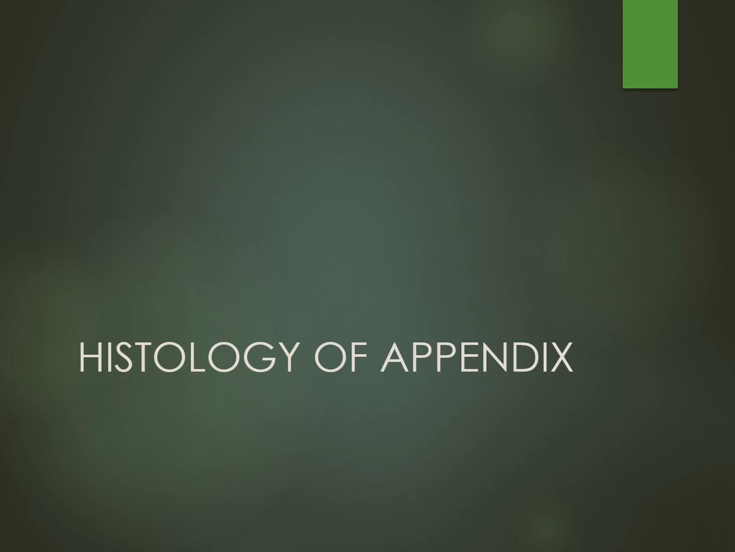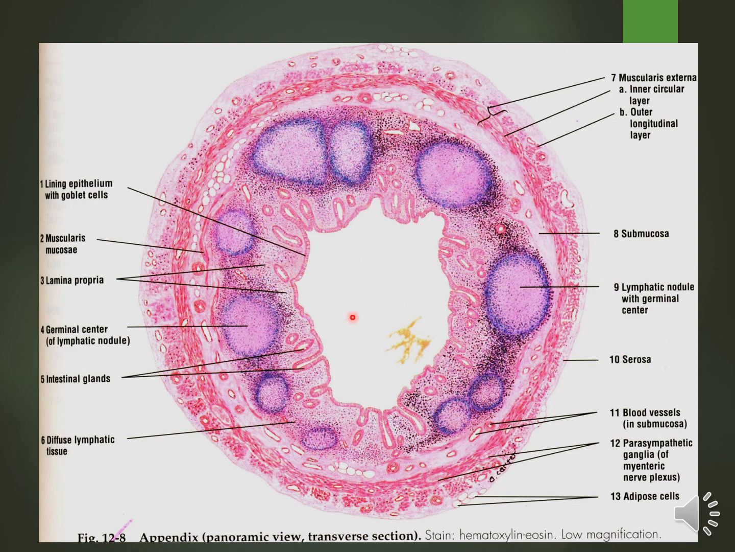Then next we will go to the histology of the appendix. This is the histological slide of the appendix, in which you can make out all four layers. The innermost layer is the mucosa, then the submucosal layer, and you can find the muscularis externa layer and the outermost layer, which is called the serosa layer.